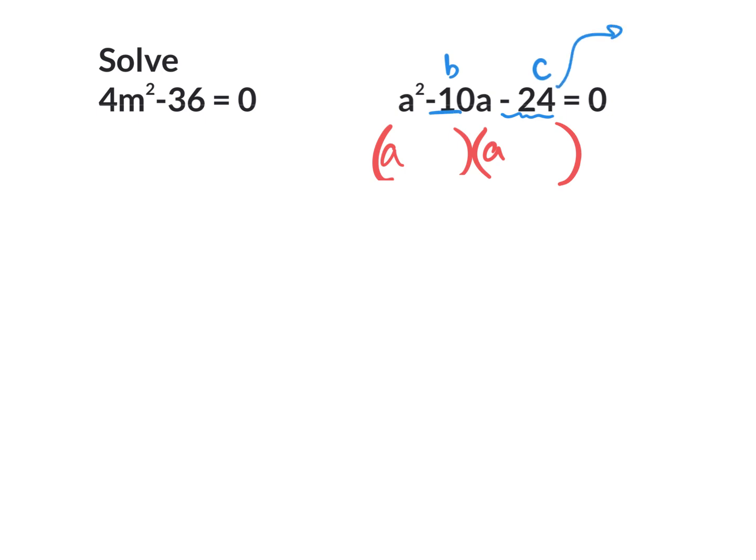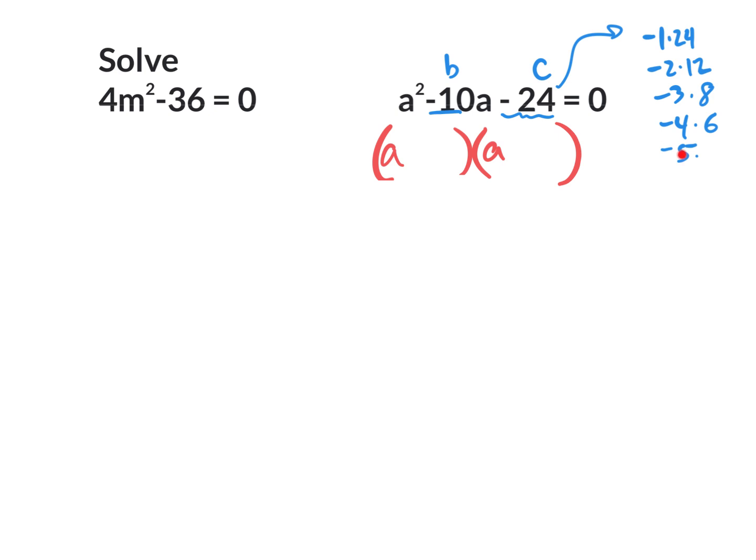And I recommend making a list. How could you get negative 24? That's negative 1 times 24, negative 2 times 12. And if you don't know, just get a calculator and go 24 divided by 3. That'll give you an 8. 24 divided by 4, that'll give you a 6. And 24 divided by 5 is not going to work. So those are all the possible combos of multiplying 2 numbers together to give you negative 24.